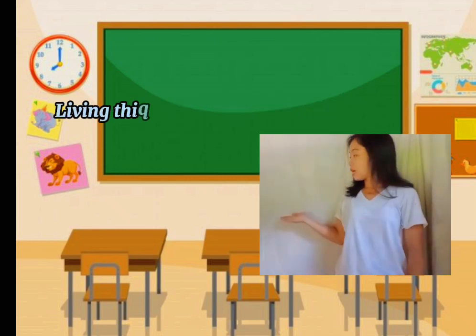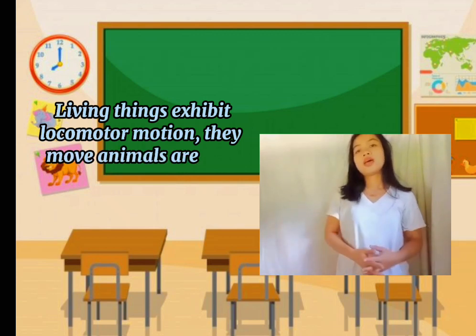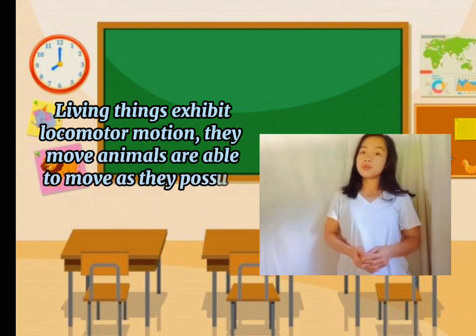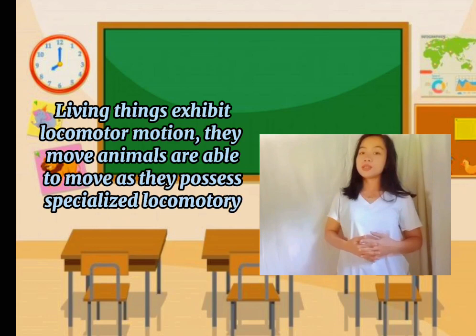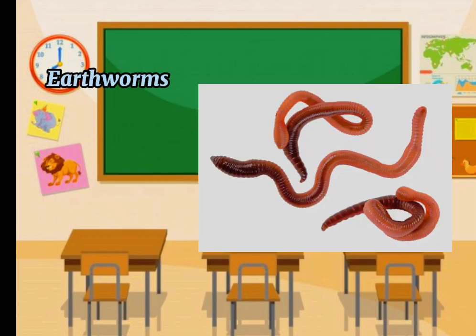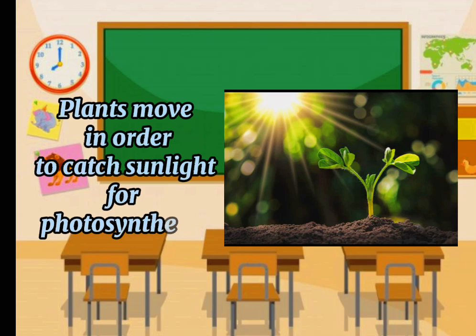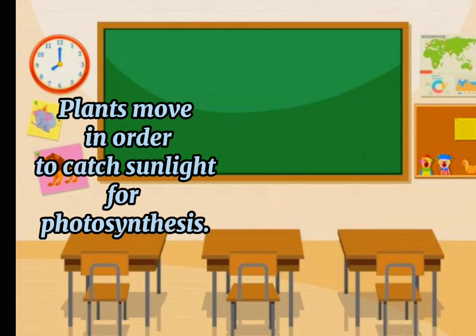First, living things exhibit locomotor motion; they move. Animals are able to move as they possess specialized locomotory organs. For example, earthworms move through longitudinal and circular muscles. Plants move in order to catch sunlight for photosynthesis.